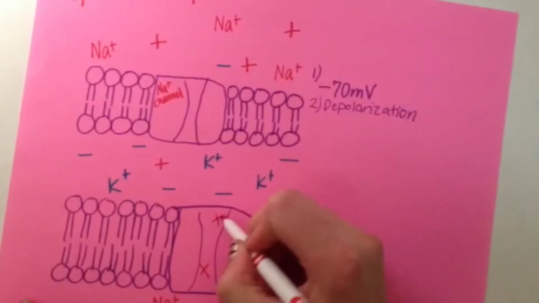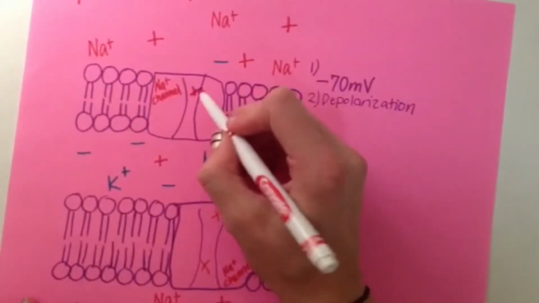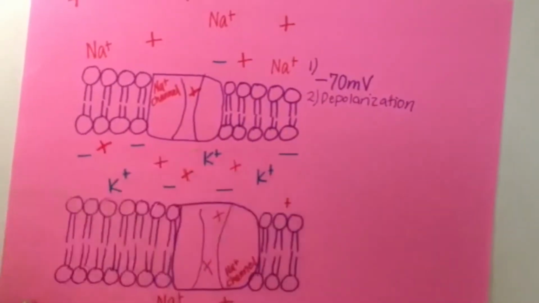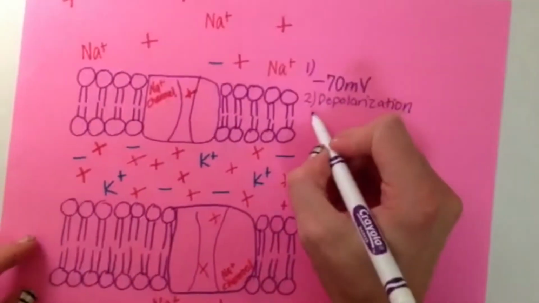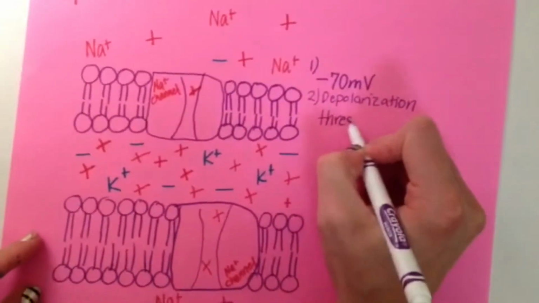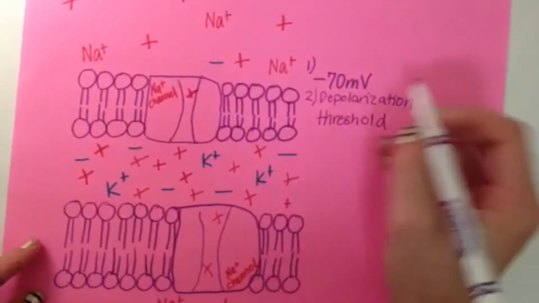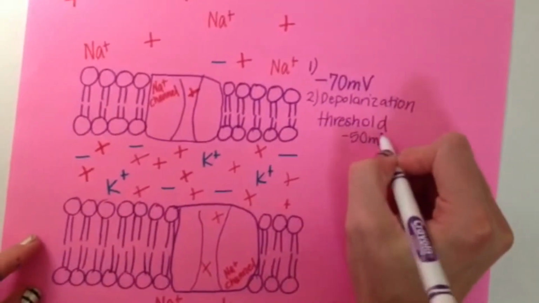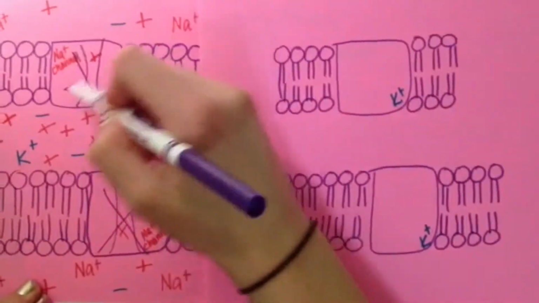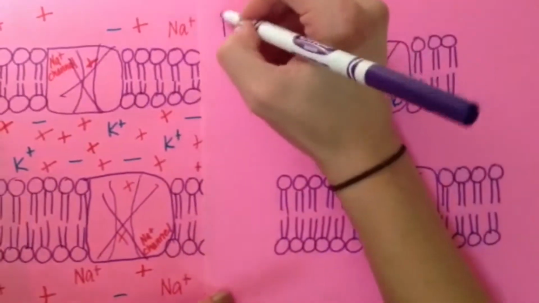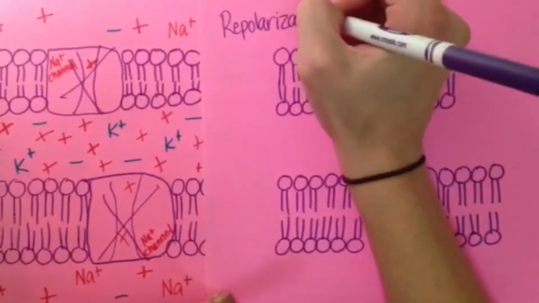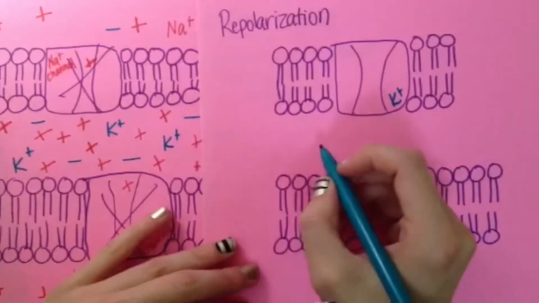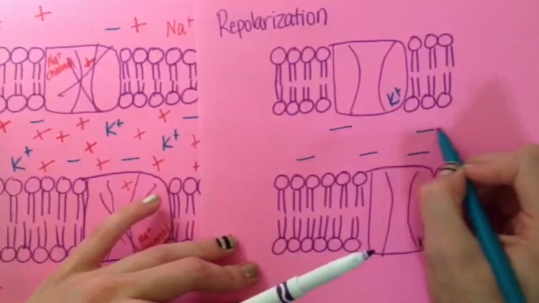When the gates initially open, the gates only leak in the sodium ions until it reaches threshold at about -50 millivolts. Depolarization continues until the voltage of the cell becomes about 35 millivolts, and at this point, the voltage-gated sodium channels close and the voltage-gated potassium channels open. This stage is called repolarization, making the cell voltage more negative again and less positive.